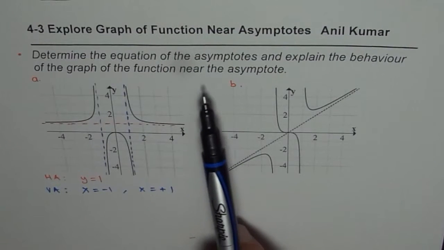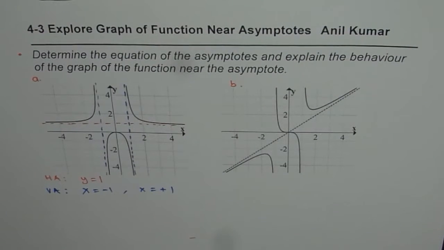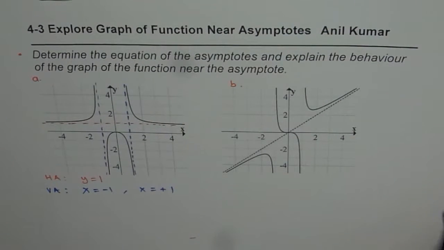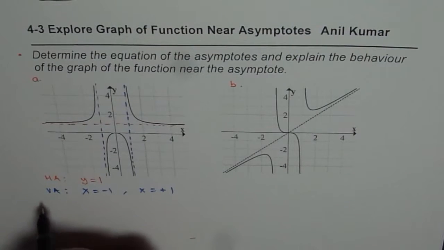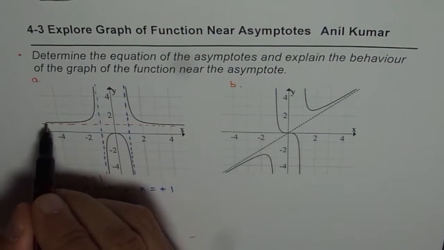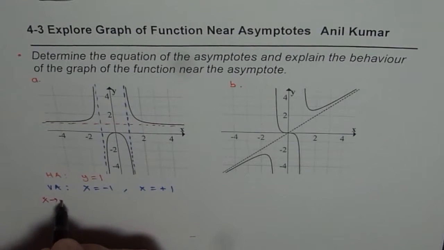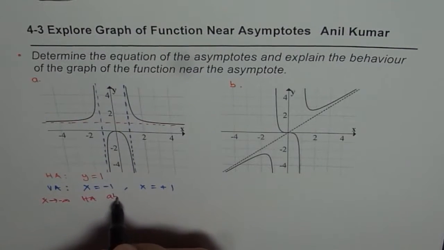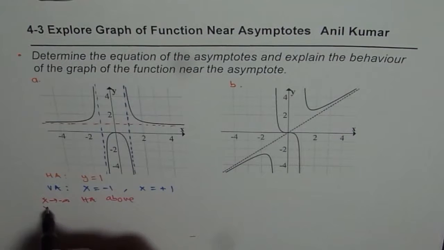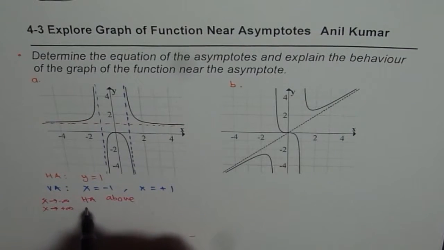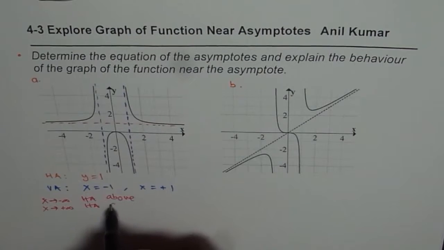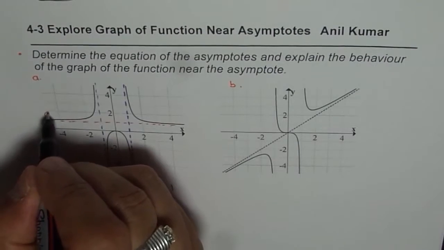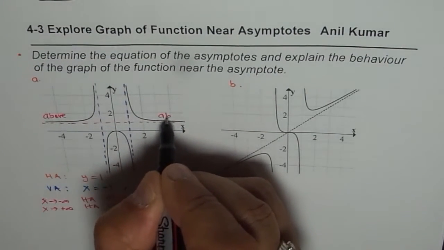Now the second part is behavior near the asymptotes. What we can see here is that for the horizontal asymptote, in both cases, left or right, as x approaches negative infinity, the function approaches the horizontal asymptote from above, right? And as x approaches positive infinity, the function will also approach the horizontal asymptote from above. The idea is the function will never be at that value, but it approaches. In both cases, it approaches from above.